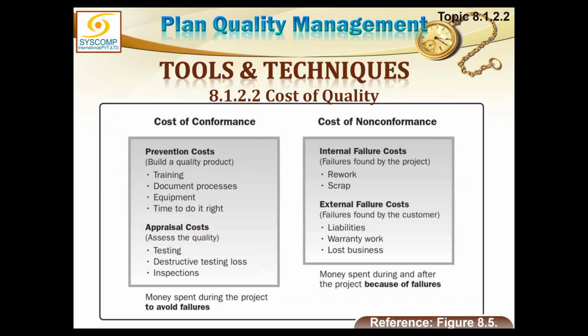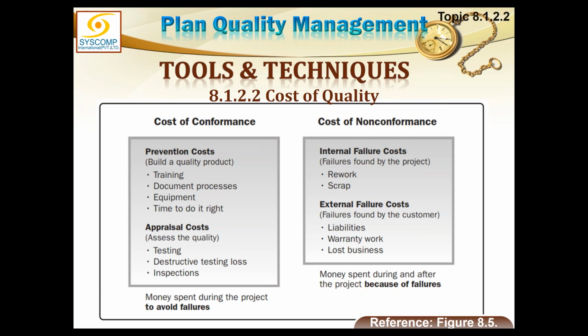Okay, cost of quality, I want to show you this diagram. You see, as I said, there is a cost of good quality. If you want to ensure that no mistakes occur during the work of your project, you have to spend some money in the cost of good quality, or we call it the cost of conformance. There are 2 parts of it. One is called the prevention cost and the other is called the appraisal cost.